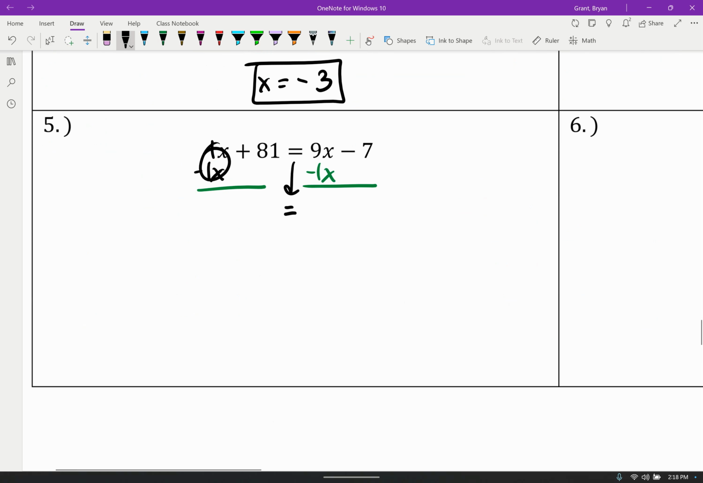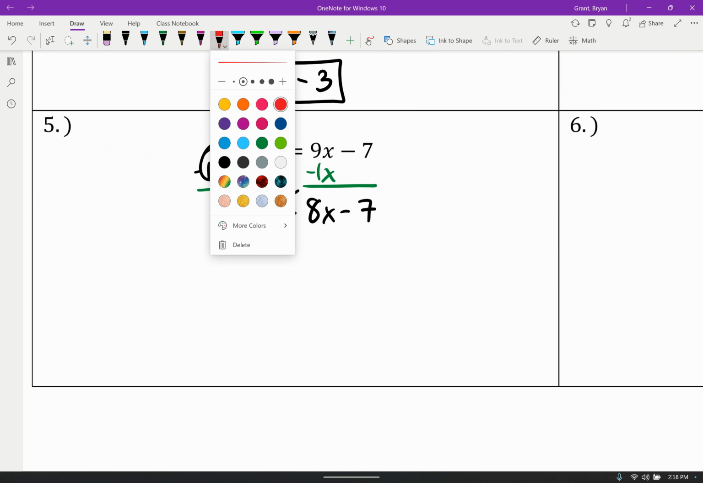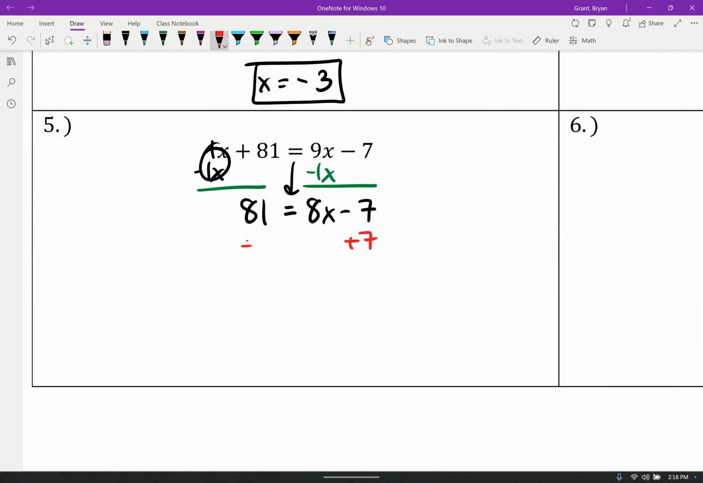1 minus 1 is 0. 81 equals 8x minus 7. I bet we could probably see that we need to add 7 first here, like so. 81 plus 7 is 88.